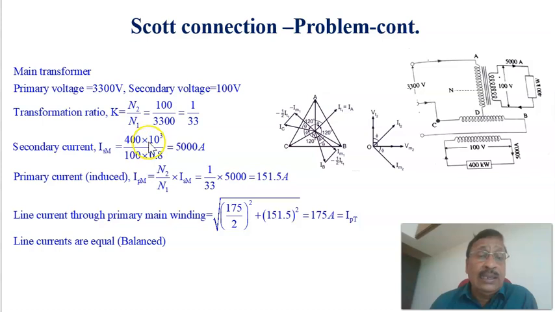That is 400 into 10 raised to 3 divided by 100 into 0.8, or 5000 amperes, the current through the secondary main. That is reflected to this side. To calculate that, this current is multiplied by the ratio 1 by 33, or 151.5 amperes is the current through the main winding because of this load current. But the current through the line is this current added with half of the teaser current. Vectorially we have to add. Therefore, half of that is vectorially added in order to get the total current, the same as this vector.